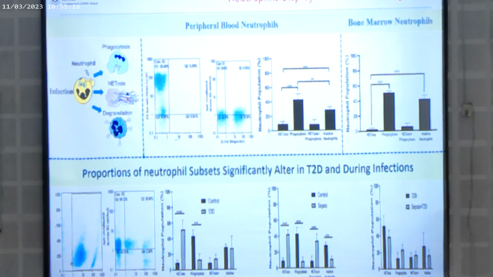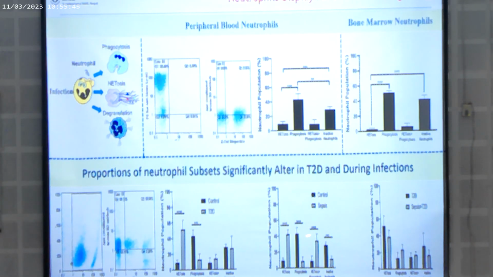Yes, we see that very nicely in normal mouse models, in both peripheral blood and bone marrow. Around 14-15% of the neutrophils can make nets, 30-40% of the cells can do phagocytosis, and 20% can make nets. But this proportion does not stay the same when we have diabetes and then infections later. It comes completely day and night. So netosis is more, and later phagocytosis is less, so it is compromised.